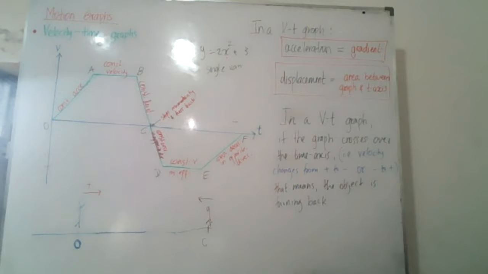We draw 2D graphs in three dimensions. You can't draw a 3D graph. To draw a 3D graph, you need four dimensions to draw it in.